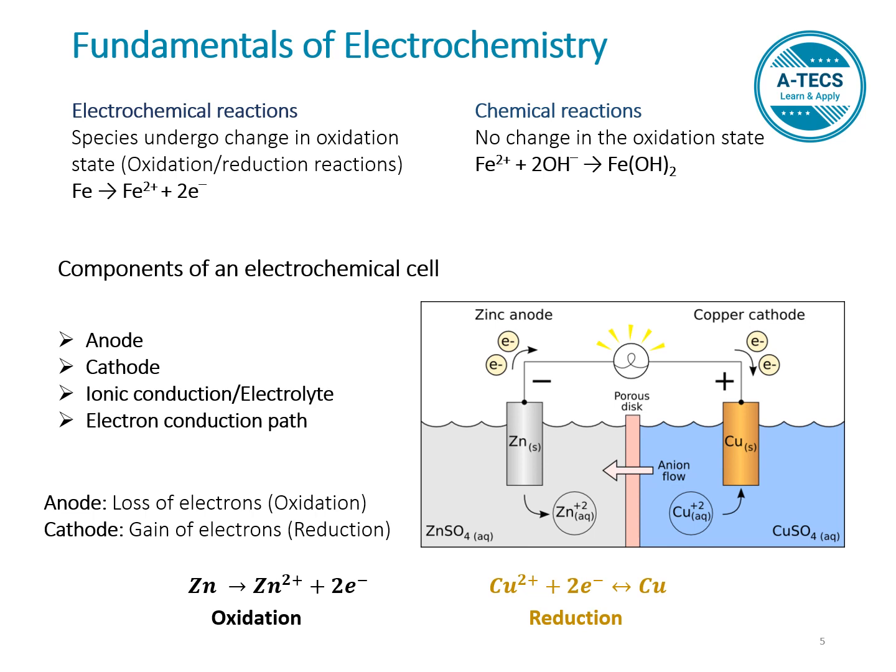So, whenever an electrochemical reaction takes place, this is called an electrochemical cell. And in an electrochemical cell, we have 4 components: anode, cathode, ionic conductor, and electron conduction path.